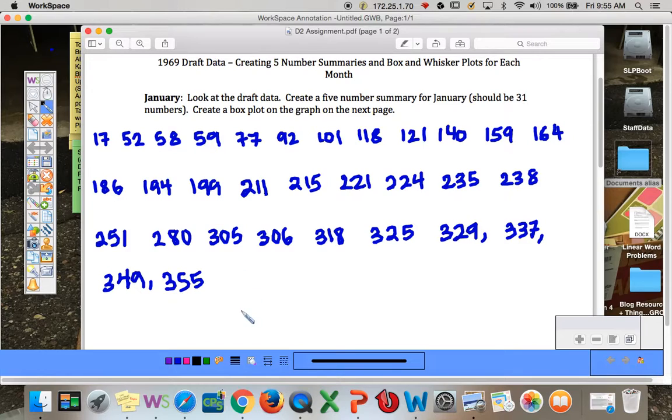All right, so the first task is to find the middle number. I did that by crossing off the lowest and the highest, second lowest, second highest, and so on until I found the middle number. And since this is an odd number of data points, 31, we shouldn't have to average anything. It should just be a middle number here.